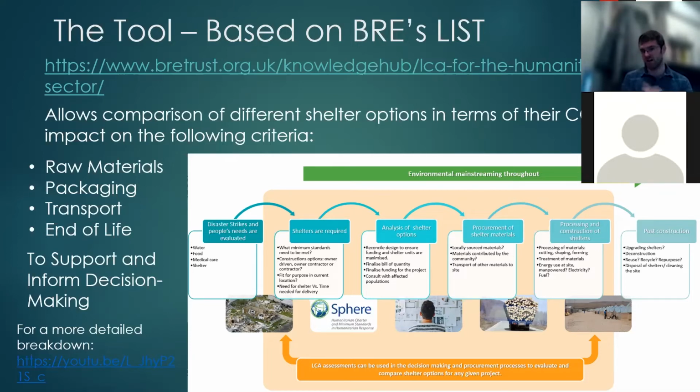And it will give you a simple CO2 equivalent impact figure that can be used to support and inform decision making. As you can see on the picture there, it's again not something that will make your decision for you, but at each point of shelter development, shelter construction, procurement, you can consider CO2 equivalent as one of the things that influences environmental impact. And it gives you more data, more information to play around with and think about when you're involved in making decisions about shelter.